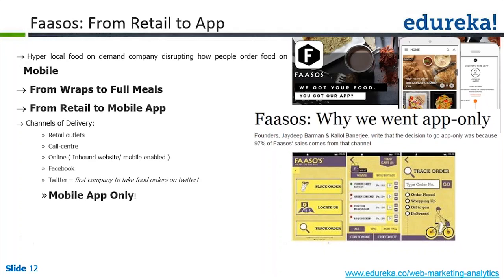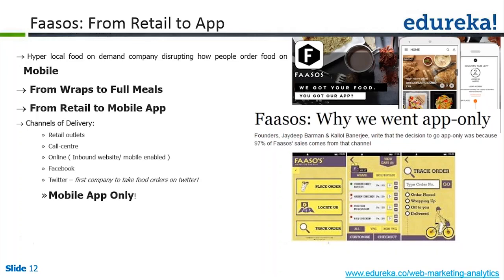So today they describe themselves as being a hyper local food on demand company, disrupting how people order food on the mobile. Notice the stress on the mobile, right? So what these guys have done is, in terms of experimentation, they've gone a full circle. They've started from wraps, they've gone to full meals. They've started from retail only as a channel, to being mobile app only today, right? So if you remember, a long time back when Fasos came up, it was these beautiful yellow colored retail outlets that we used to see here in Bangalore. But today, they don't even have a website, right?